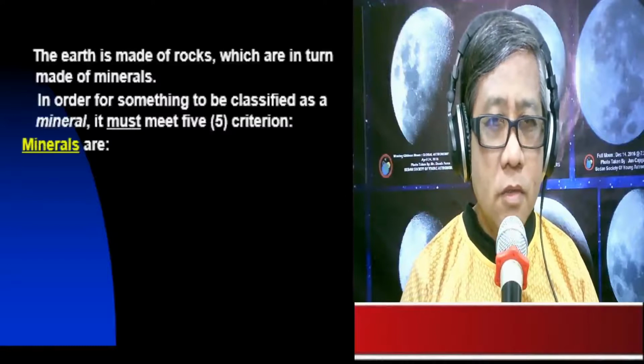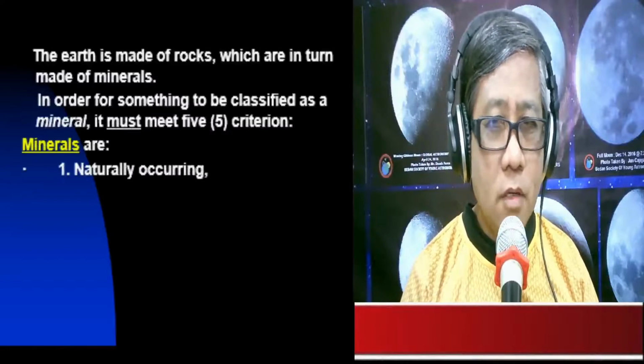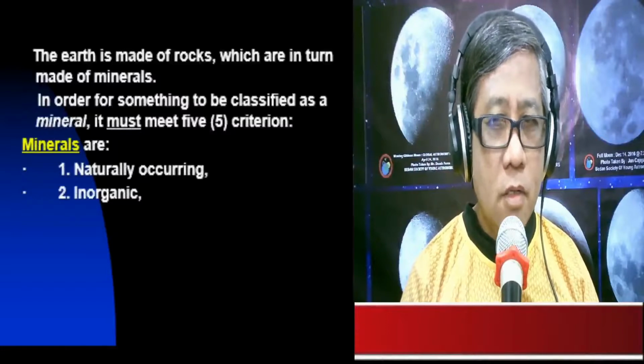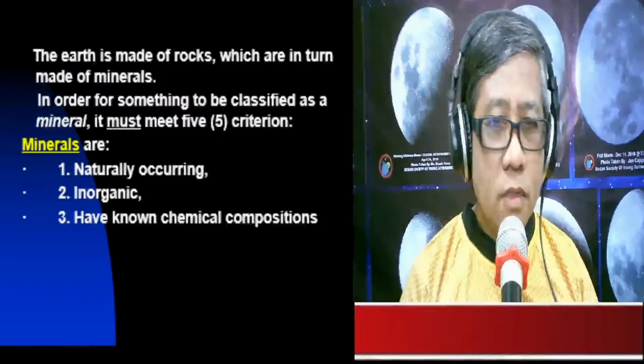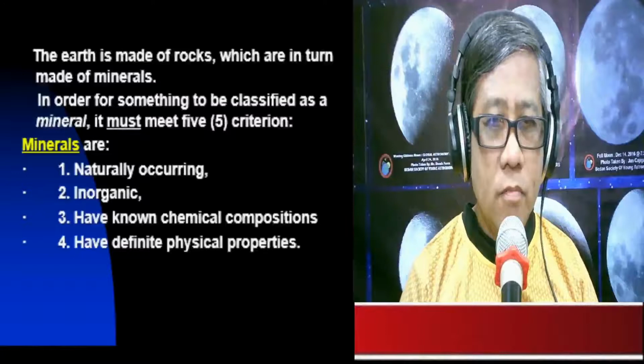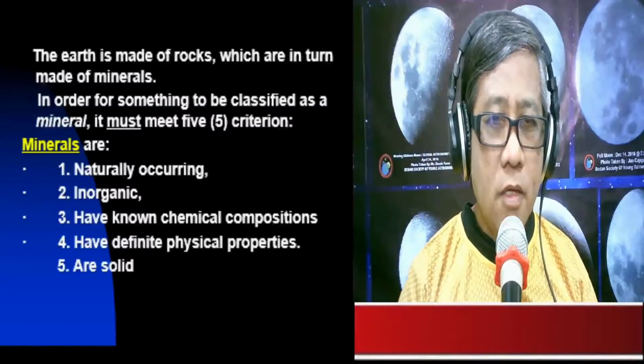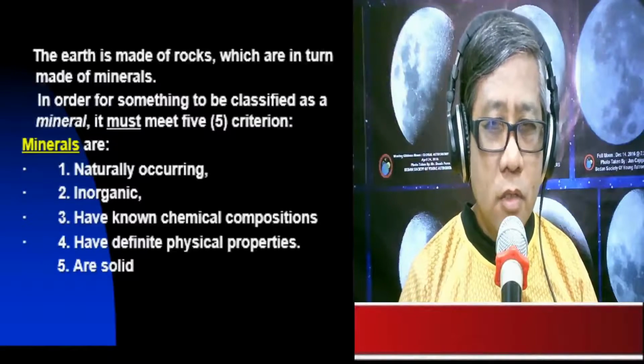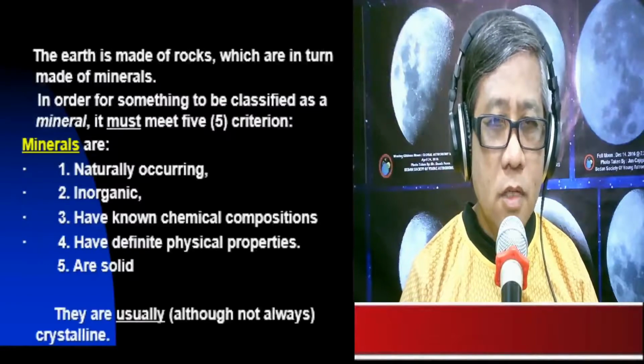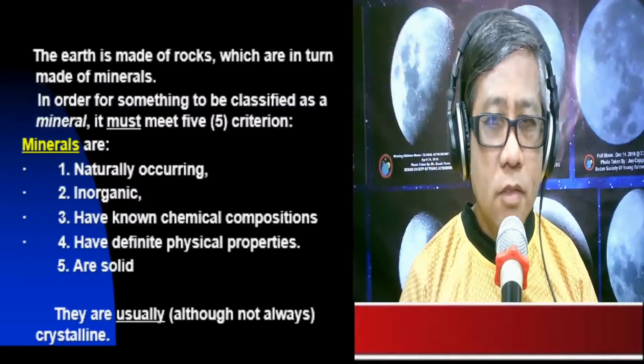Minerals are, number one, naturally occurring. Number two, minerals are inorganic. Number three, minerals have known chemical compositions. Number four, minerals have definite physical properties. And number five, they are solids. Also, in addition to that, minerals are usually, although not always, crystalline.